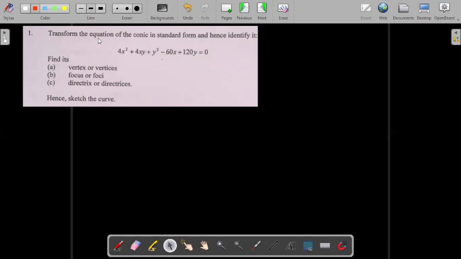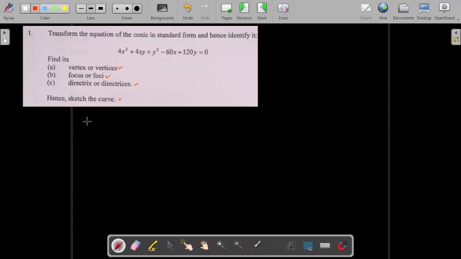So the question reads: transform the equation of the conic into standard form and hence identify the vertex or vertices, focus or foci, or directrix. So we have to focus, then we have to what? We have to sketch. So that's going to be our aim for the entire thing. Now, how are we going to know this?